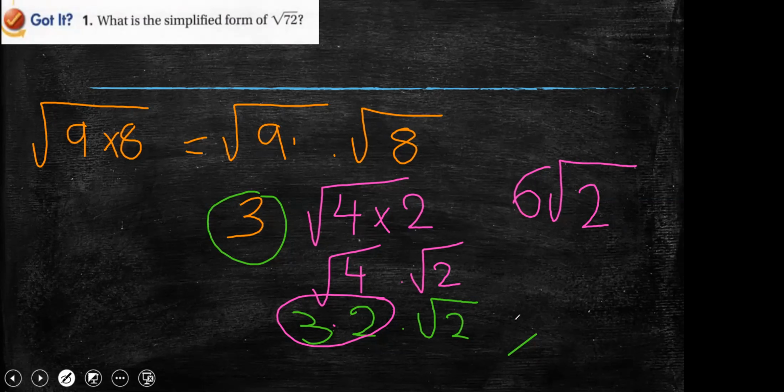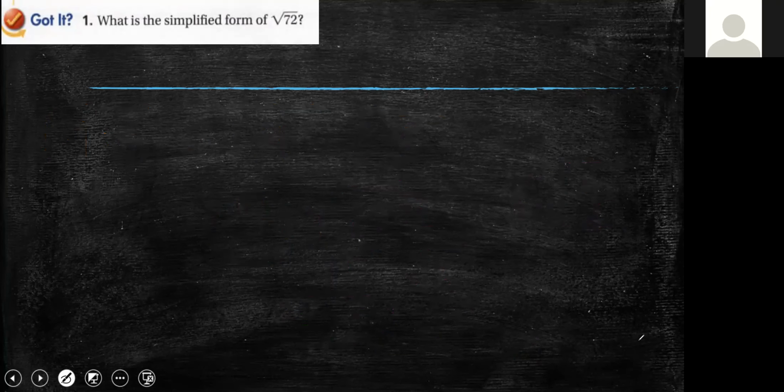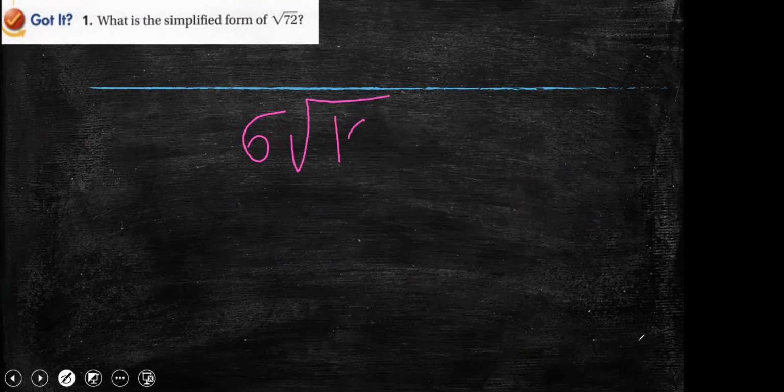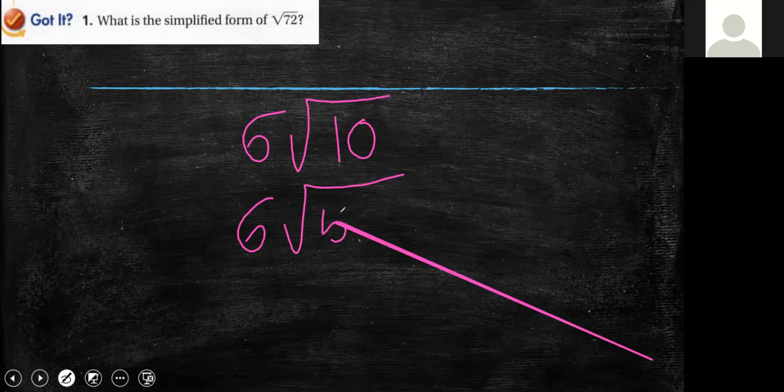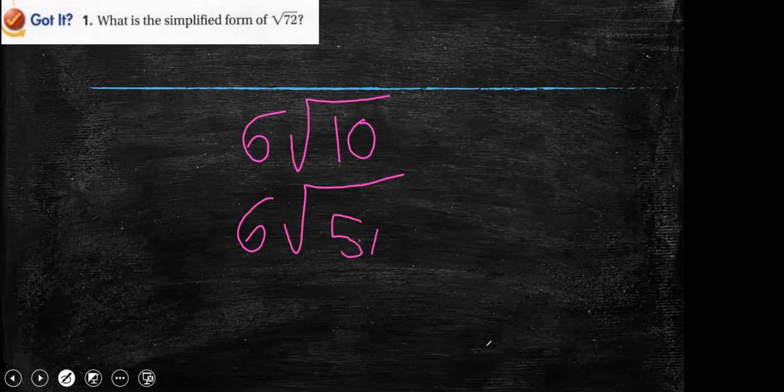Sorry, Sarah, before that, do you have any question here? Before I clear? No, thank you, teacher. You are welcome. Now 6 square root of 10. How can you simplify it more? You keep it as like this? Yes. Okay, you keep it as 5 times 2.